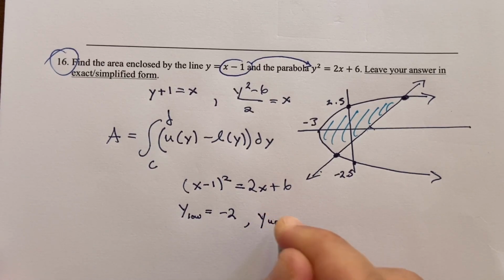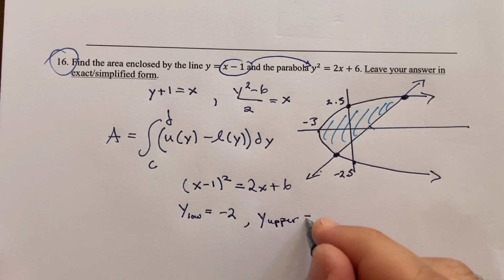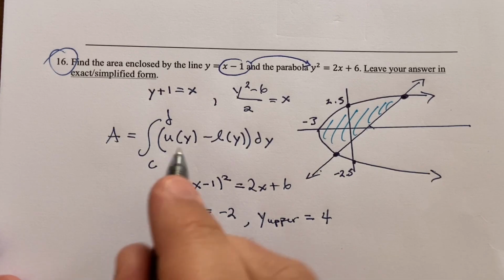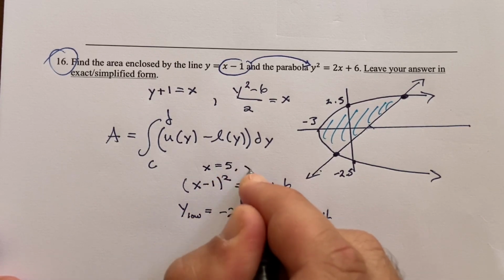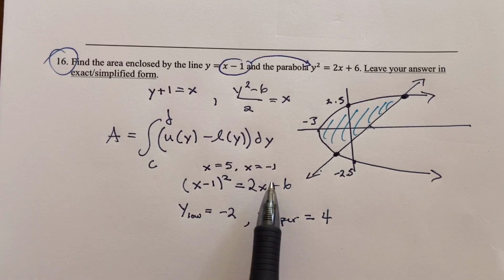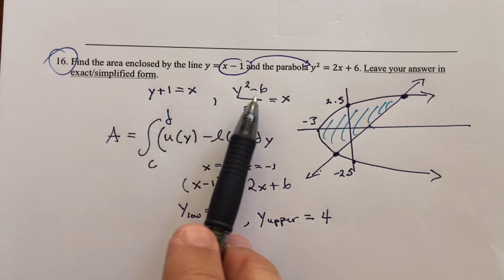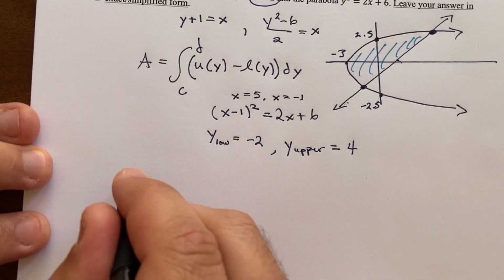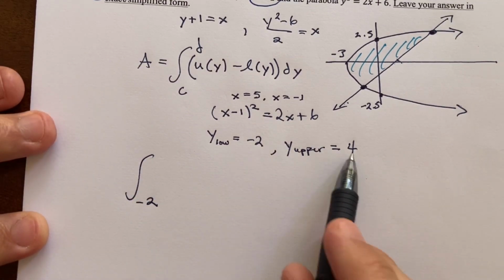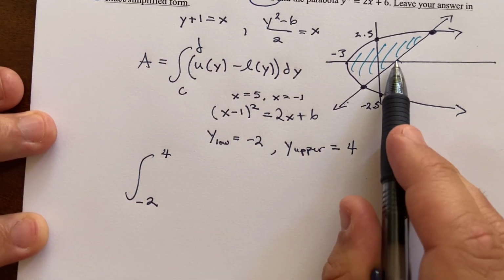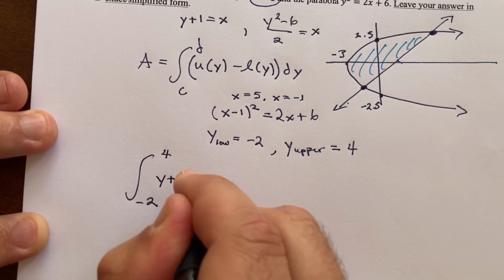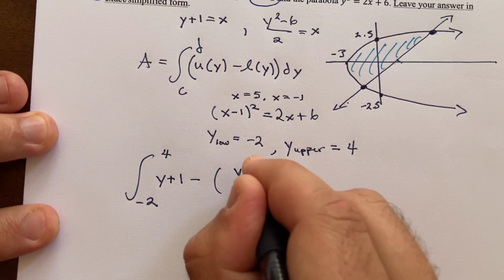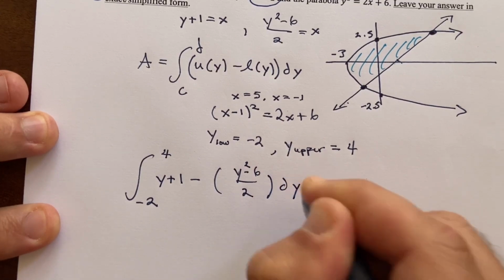The y upper limit will be 4, okay? You're going to get solutions x equals 5 and x equals -1. Then you plug those in to figure out what your y values are. So we are going to integrate from -2 to 4 the upper function, which is y plus 1, minus this lower function, which is the parabola, (y squared minus 6) over 2, dy.